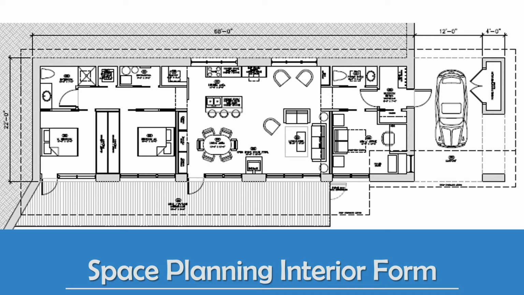So, space planning, interior forms. This is an image that I found of a house that was designed for passive solar. Ideally, the shape, as I mentioned, is 1 to 1.6. This particular house is 22 feet deep and 68 feet wide.